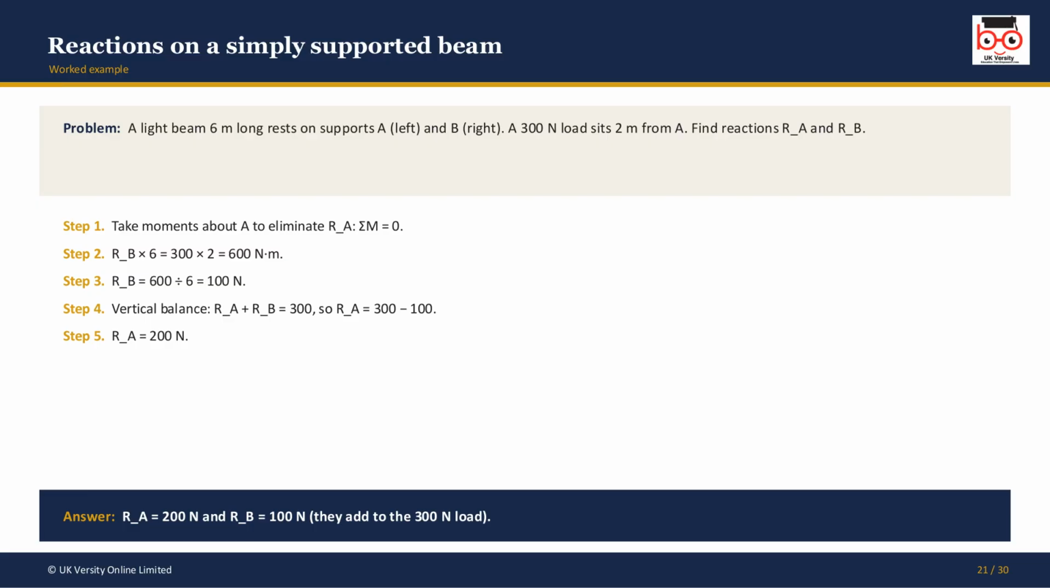Now vertical balance, the two reactions must add up to the 300 newton load, so the reaction at A is 300 minus 100, or 200 newtons. So A carries 200 newtons and B carries 100 newtons, and reassuringly they add back up to 300.